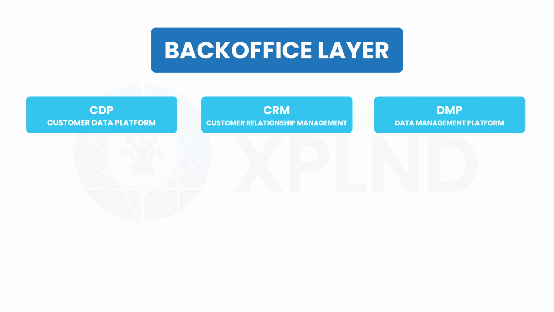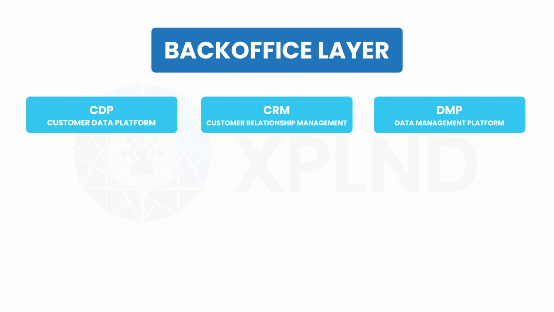So the back office layer of your marketing tech stack is a layer where you have applications for processing and storing data for specific applications. You have your customer data platform, your customer relationship management system, and your data management platform. Those acronyms are CDPs, CRMs, and DMPs.